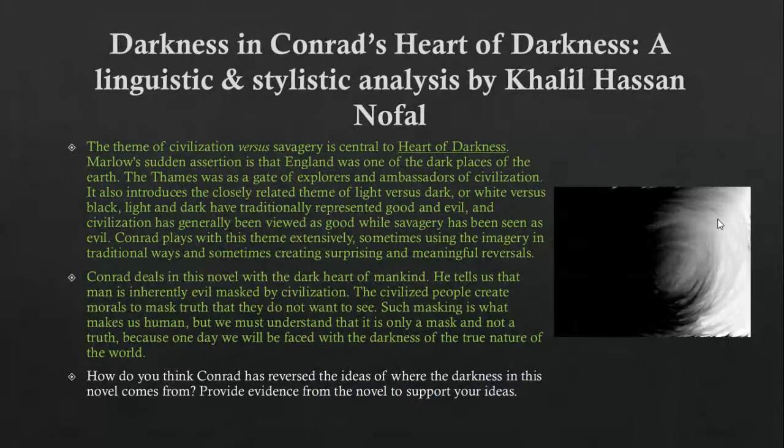So one of the other things that he talks about here is civilization versus savagery. And he says, the theme of civilization versus savagery is central to Heart of Darkness. Marlowe's sudden assertion is that England is one of the dark places of the earth. The Thames was a gate of the explorers and ambassadors of civilization. It also introduces the closely related theme of light versus dark, or white versus black. Light and dark have traditionally represented good and evil, and civilization has generally been viewed as good, while savagery has been viewed as evil. Conrad plays with this theme extensively, sometimes using the imagery in traditional ways and sometimes creating surprising, meaningful reversals.